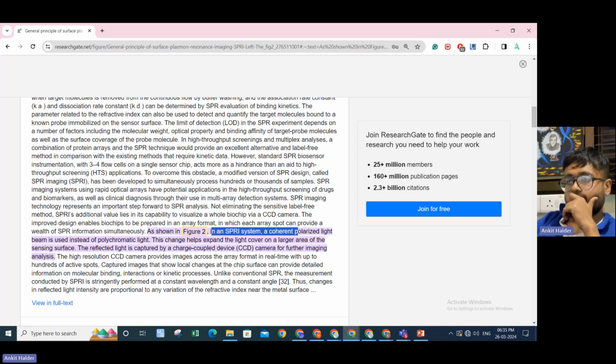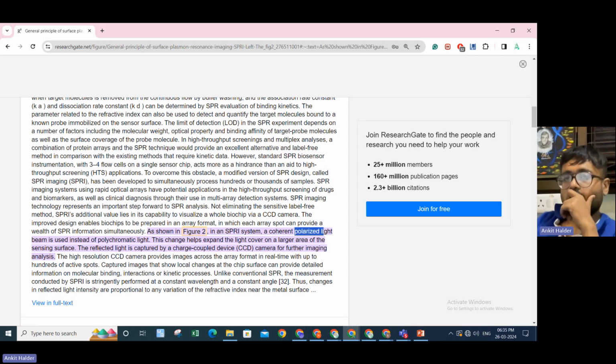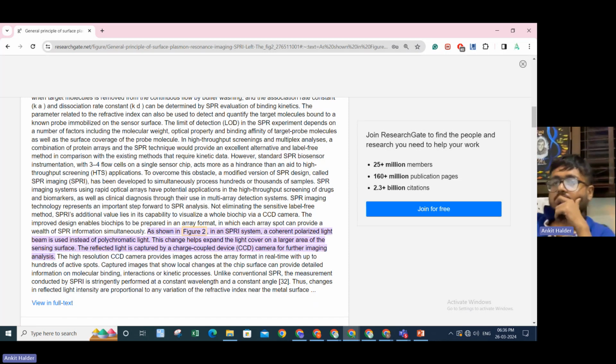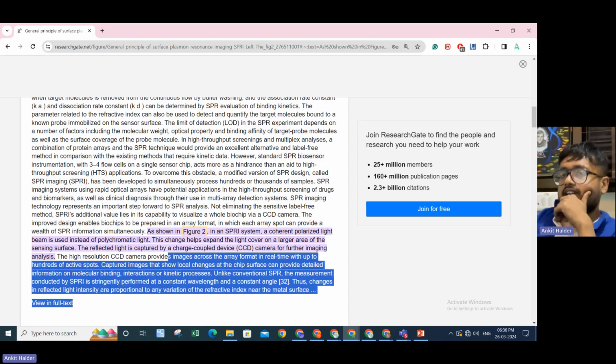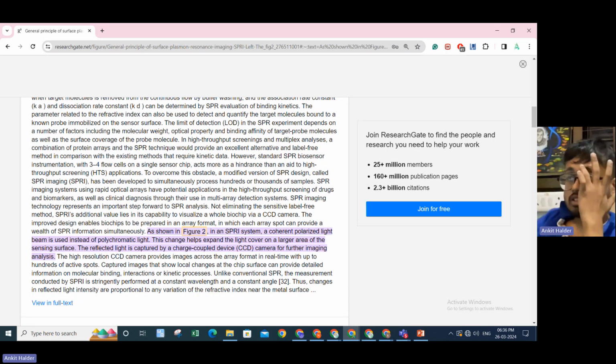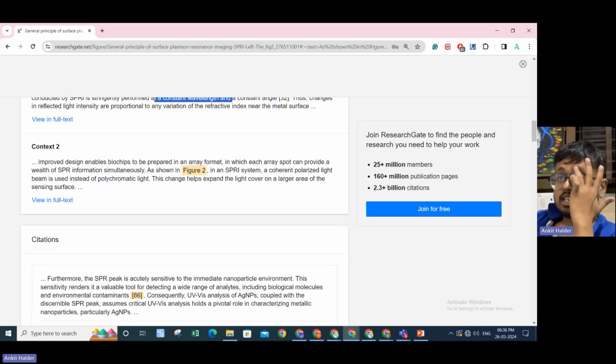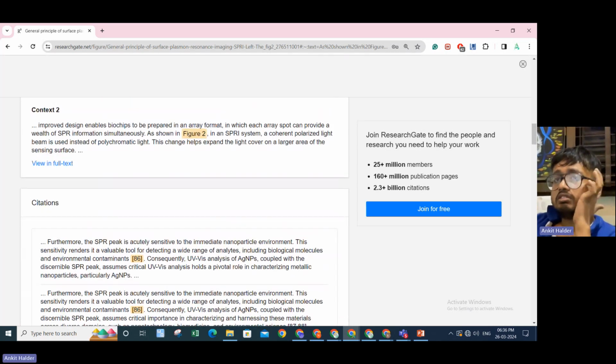So the first difference is the coherent polarized light, and then the reflected light is captured by a CCD camera for further imaging. It provides images in real time, of hundreds of active spots. Measurement is strictly at a constant wavelength and a constant angle.